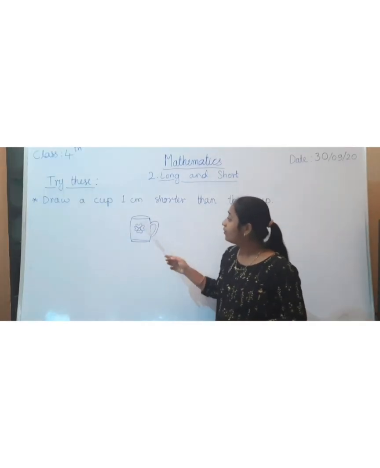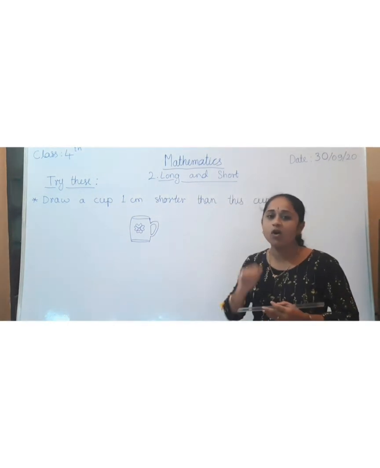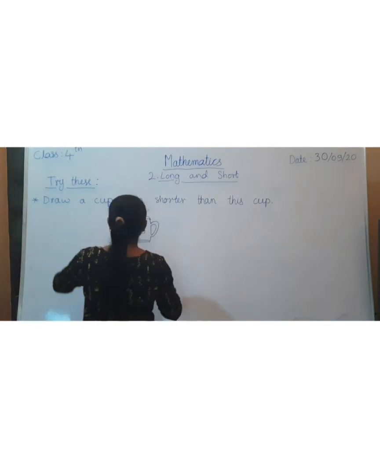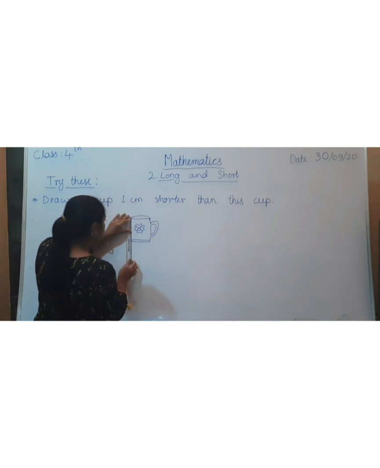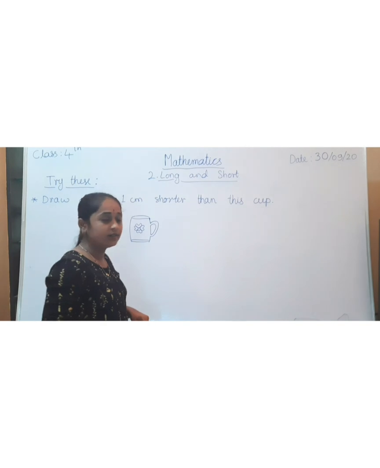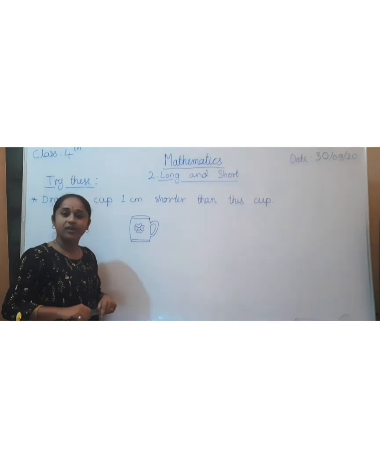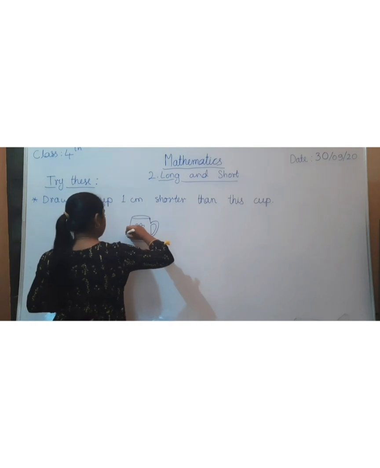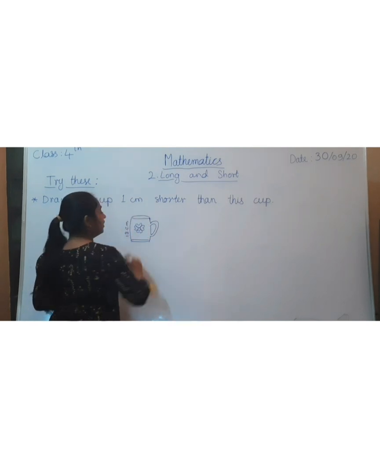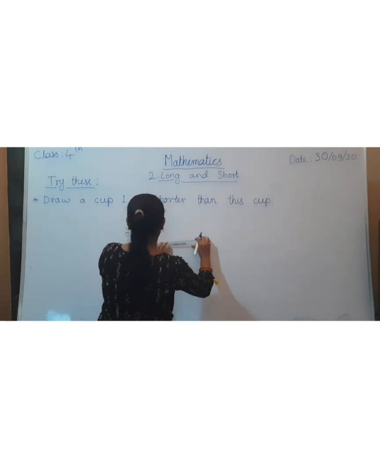Then we have to draw 1 centimeter shorter. Shorter means a smaller size cup. Then I will measure this cup. How much is it? It is 13 centimeter. Then shorter by 1 centimeter means we want to draw a 12 centimeter cup here. Okay, we will draw 12 centimeter.